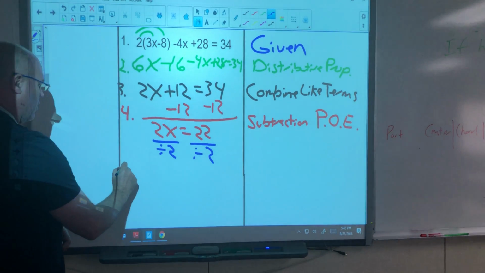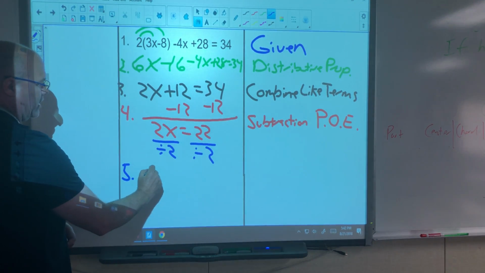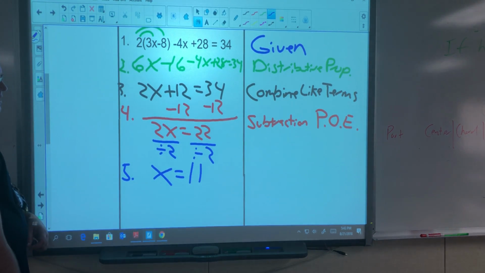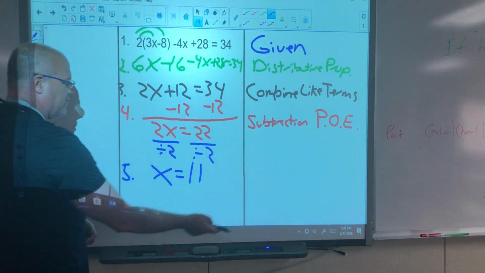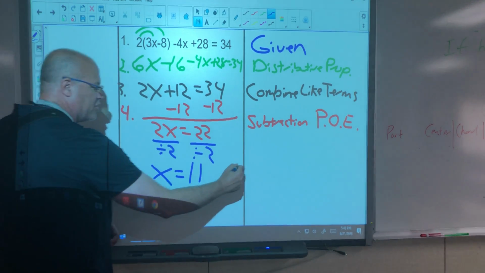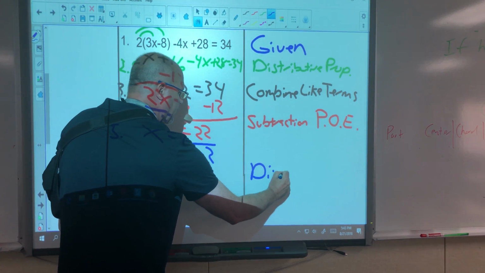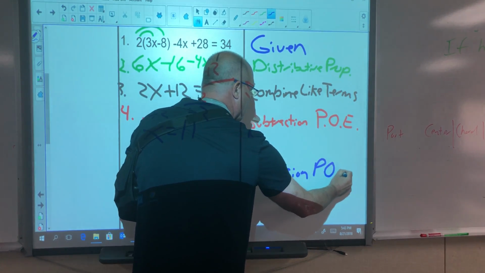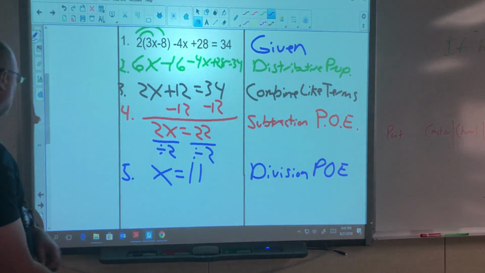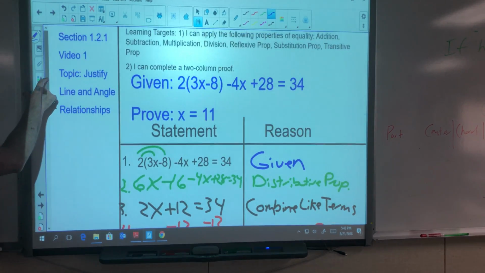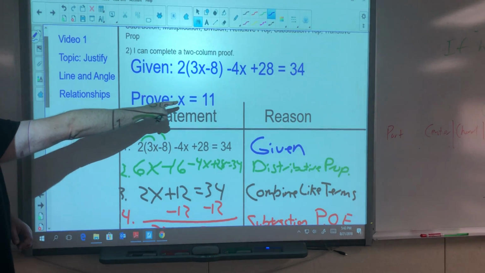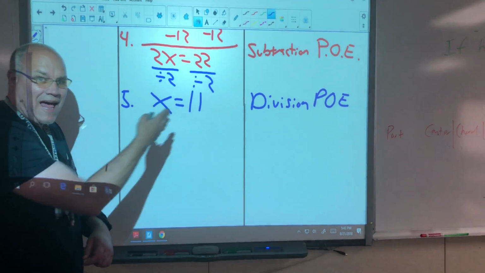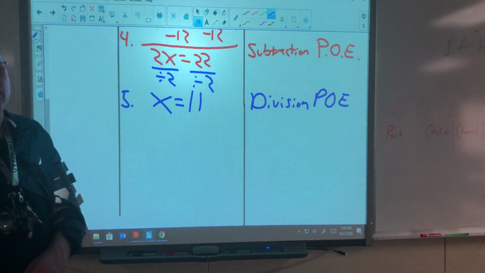And so our fifth statement is we get x equals 11. What's our justification or our reason? That would be the division property of equality. All right. I want you to note that's what we want to prove, x equals 11. What we want to prove will always be our last statement. That's what we want to prove.